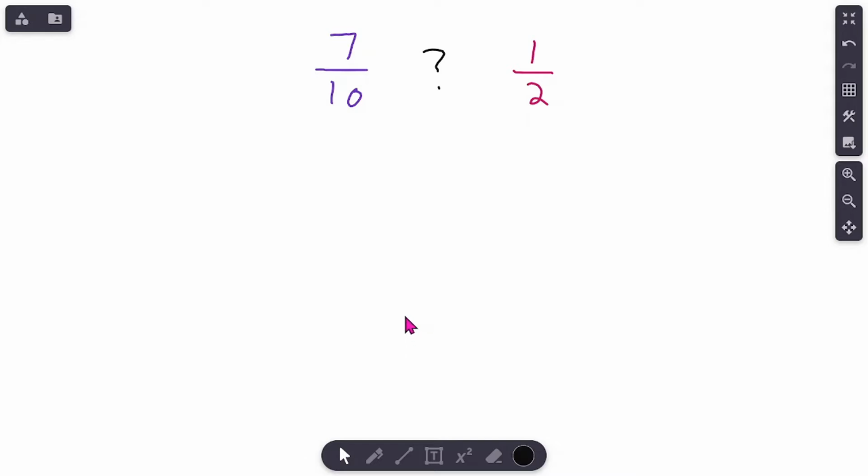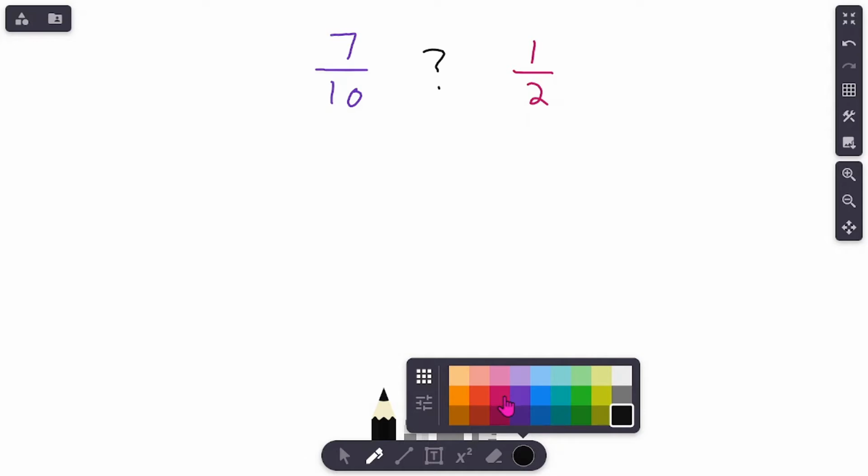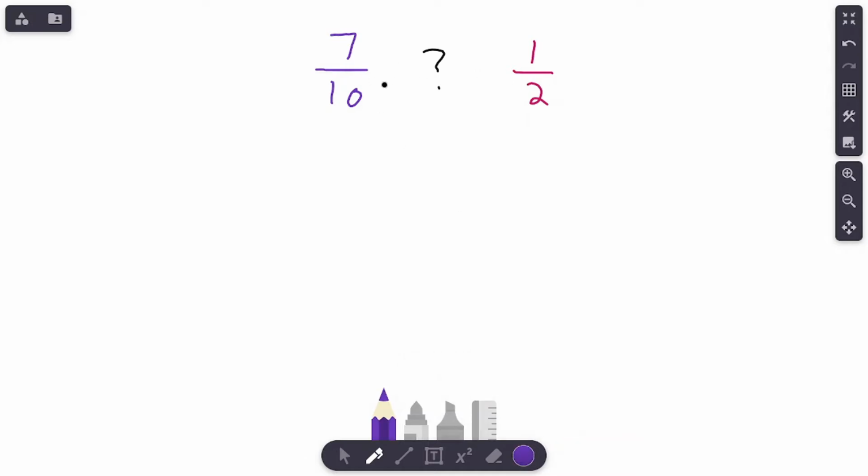Stick with it. So we're using the multiplication strategy to compare two fractions. And right now what we've got is 7/10 and 1/2. Feel free to pause me and try this one on your own and then join me. The first thing I notice is that our denominators are two different numbers. And that's going to make it a little bit of a challenge to compare them the way they currently are.